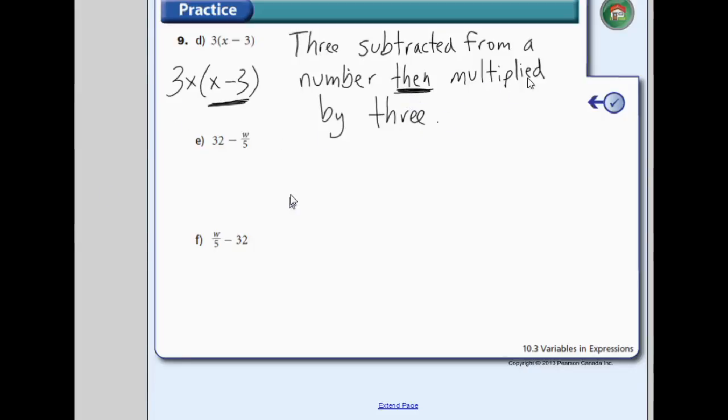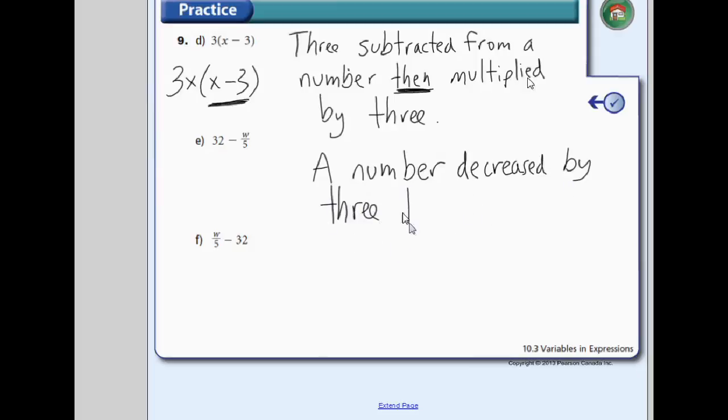Now recall, for this question we could also write it like this. We could write a number decreased by 3. If you want to do it, this is the easier way to remember. A number decreased by 3, then multiplied by 3. You could do it that way as well. Either of these ways would be acceptable.